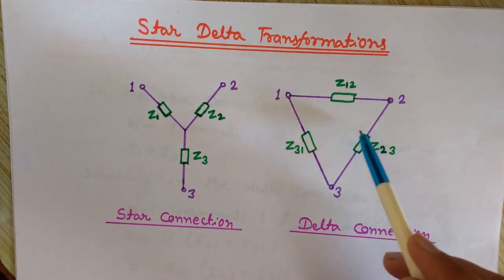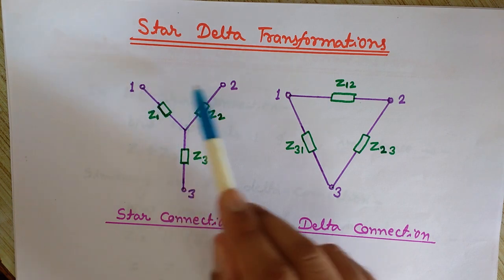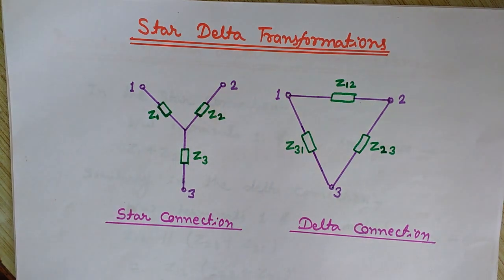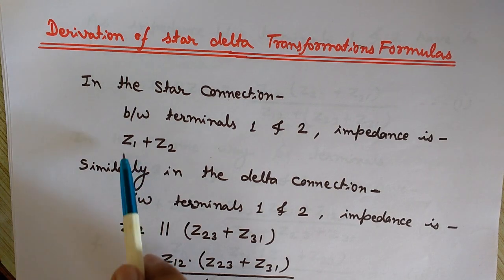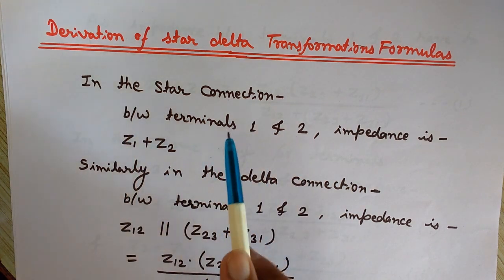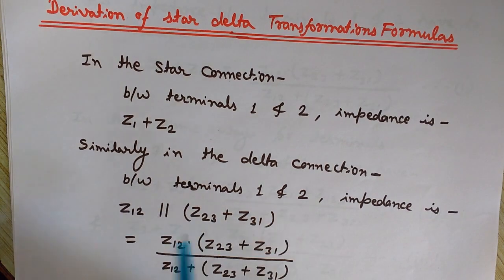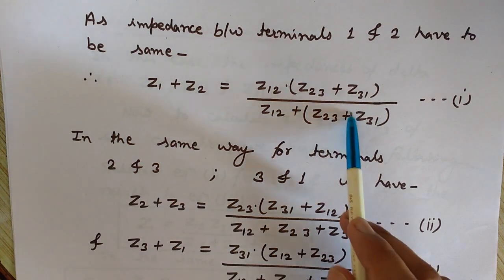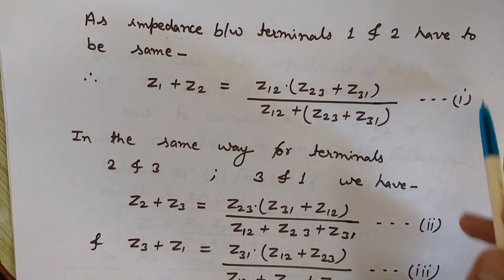But these two equivalent impedances are both with respect to terminals 1 and 2, so they must be the same. As we discussed, Z1 plus Z2 is the equivalent impedance between terminals 1 and 2 in a star connection, and in the delta network it is Z12 in parallel with this series combination. So this must be equal to this one. We write this as equation number 1.